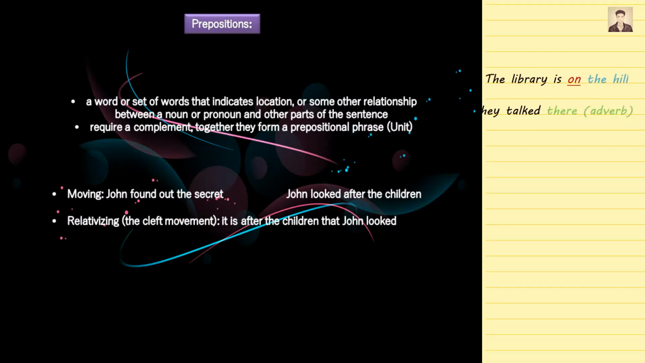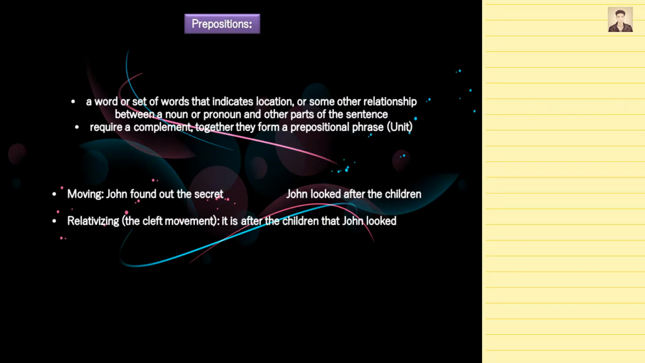We have some examples. The library is on the hill. They talked there. So the library is on the hill. On has a complement, the hill. So it is a preposition. They talked there. There doesn't have any complement. So it is not a preposition.